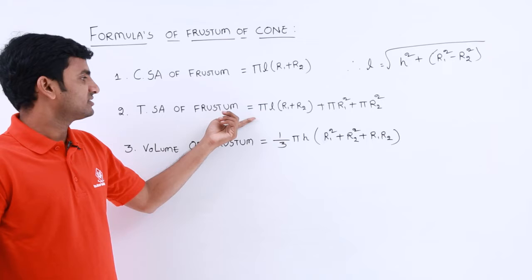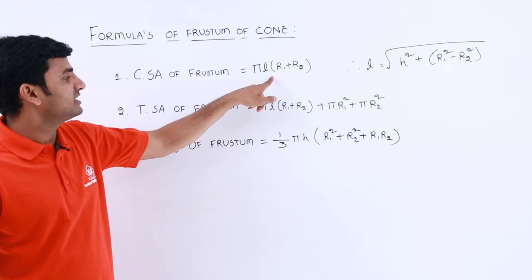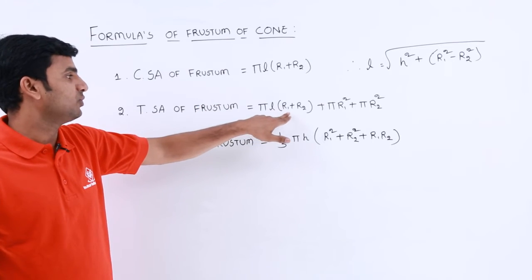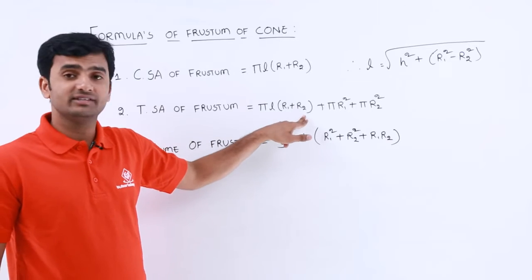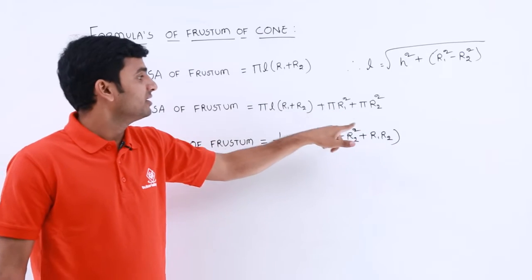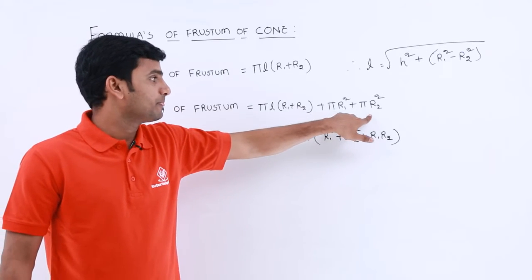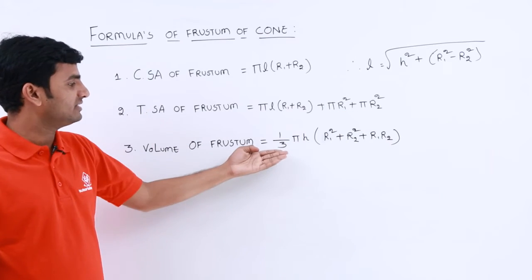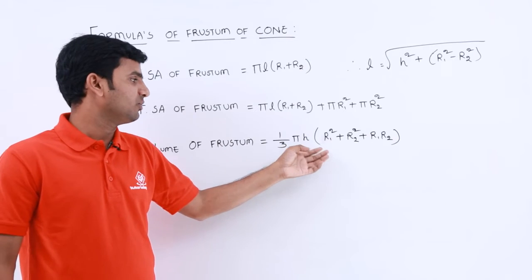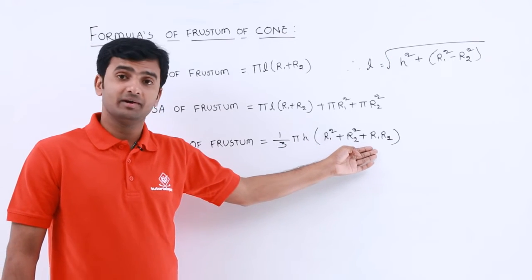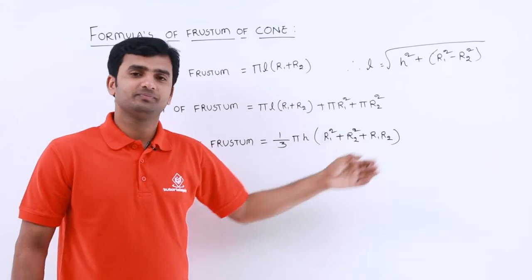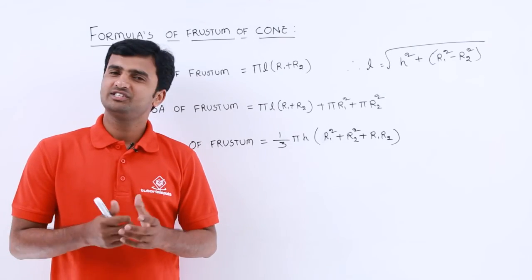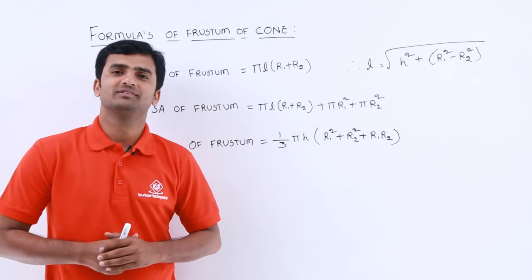Total surface area of frustum is equal to the curved surface area of the frustum, that is πL(R1 + R2), plus the two base areas, that are πR1² + πR2². And coming to the volume of the frustum, that is 1/3 πh(R1² + R2² + R1R2). So guys, let's solve some examples based on these formulas.